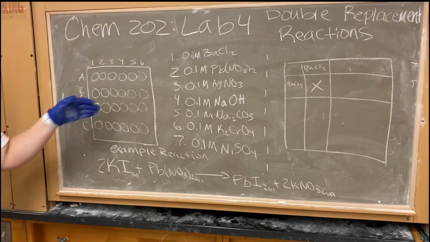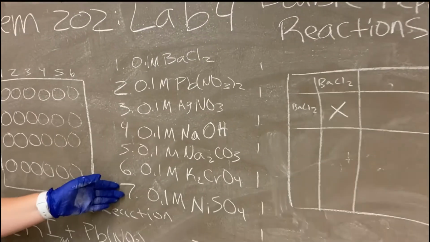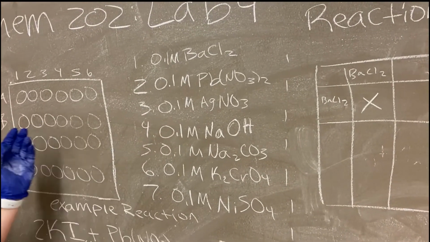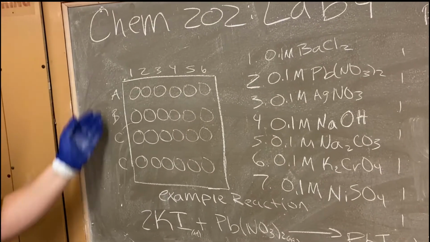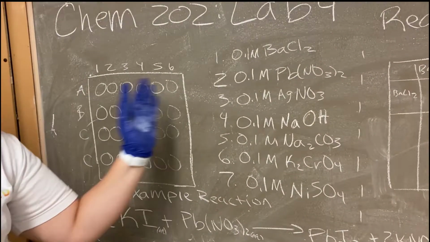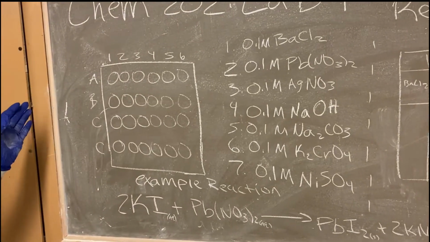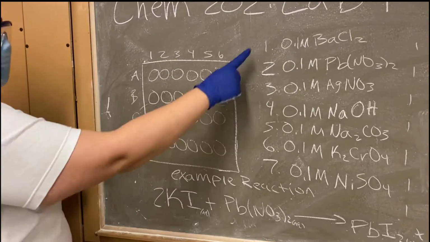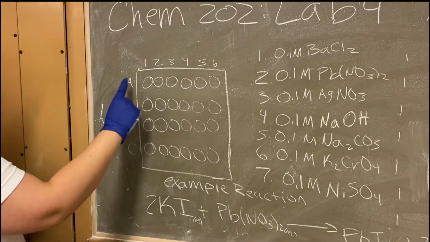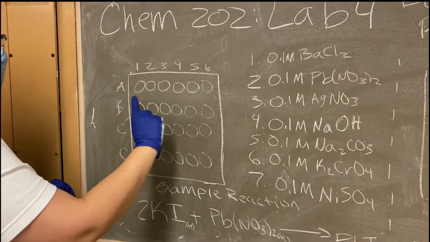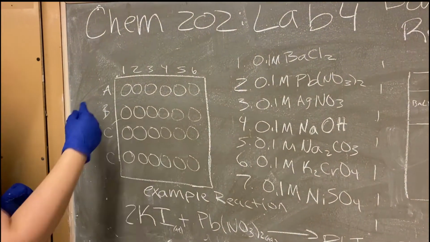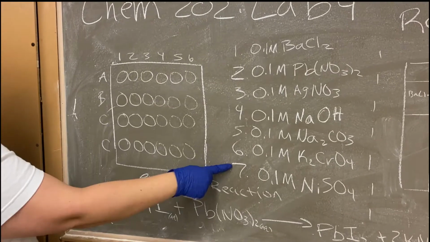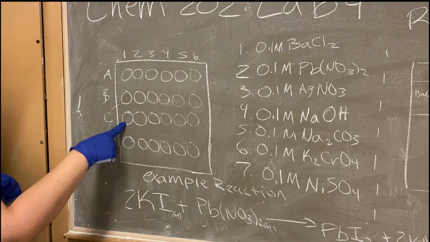For the experiment, this is the list of solutions that we're going to be using. You're going to have one 24 well plate, and then you'll have a 96 well plate. In the 24 well plate, for example, this solution would go in 1A, this solution would go in 2A, and so on. And then solution 7 will go in 1C.